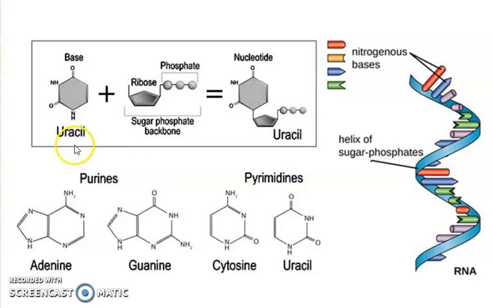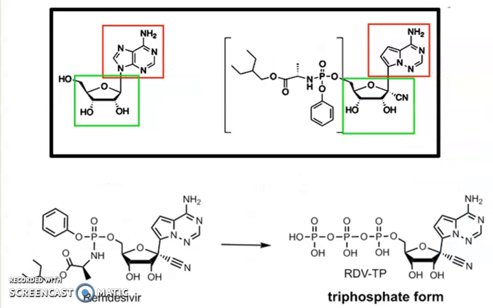Now you should see the structure of uracil. You should see the structure of adenine. When you see the structure of adenine, this moiety shows great resemblance to the structure of Remdesivir. How? See, this is Remdesivir and this is adenine. This group and this group are almost the same, and when it comes to this ribose sugar, this is also present in Remdesivir. So this is the great structural resemblance between adenine and Remdesivir.